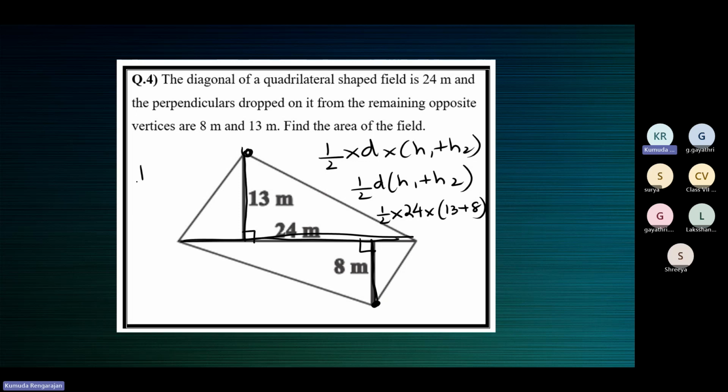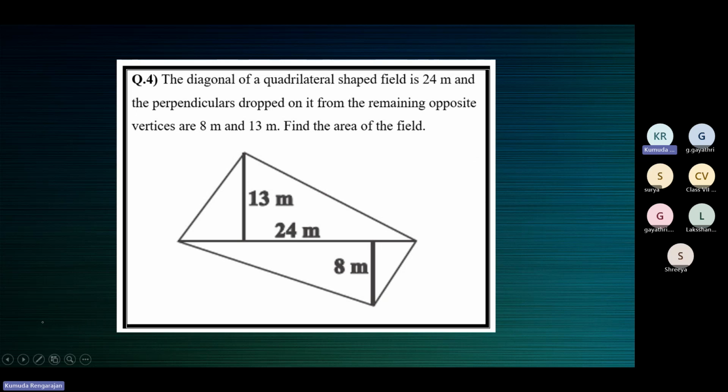So it will be half into 24 into 13 plus 8 is 21. Now simplify. 2 ones are 2, 12s. Multiply and give the answer. That's the area of the quadrilateral.